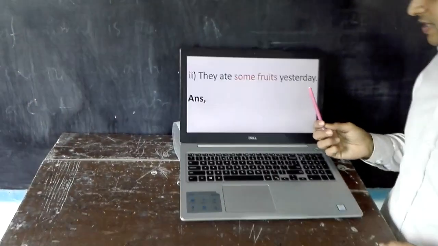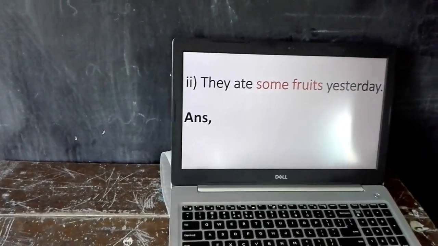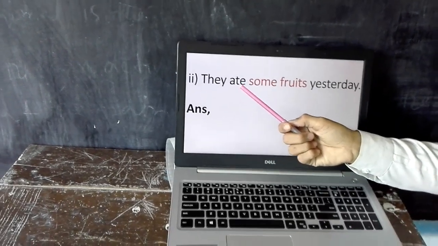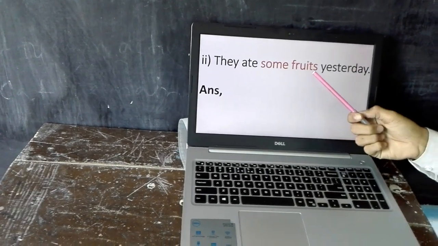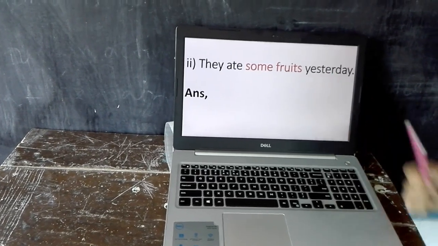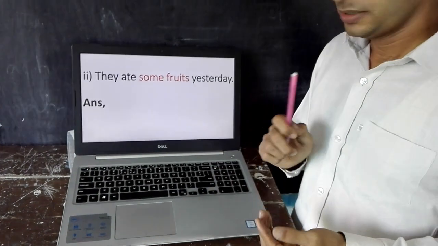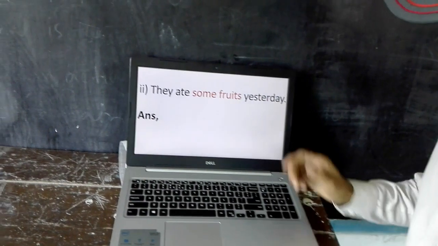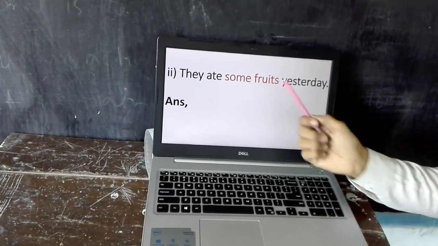They ate some fruits yesterday. This time the assertive sentence is in the past indefinite form. Here they is the subject, ate is the principal verb in the past form, and some fruits, these two words are the object of this sentence, and yesterday is the extension of this sentence. Students, we have seen in the first sentence that the object of active voice becomes the subject of passive voice. So we will write some fruits at the place of subject.